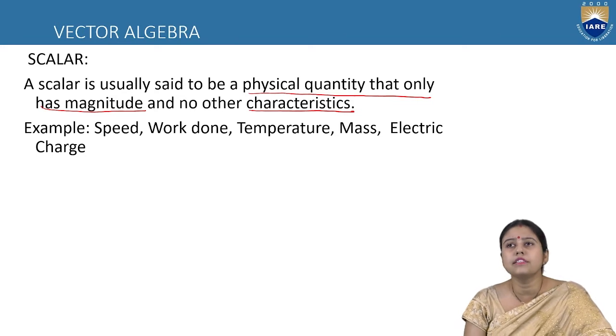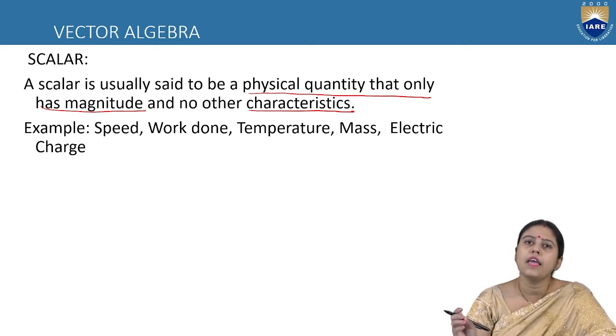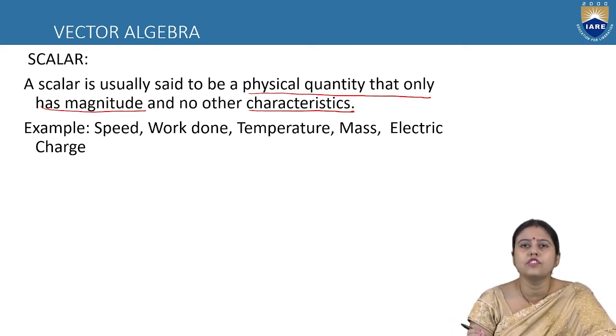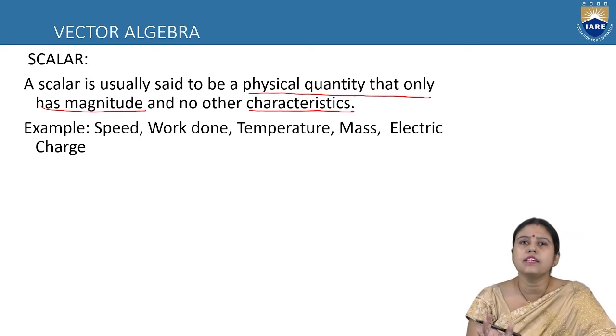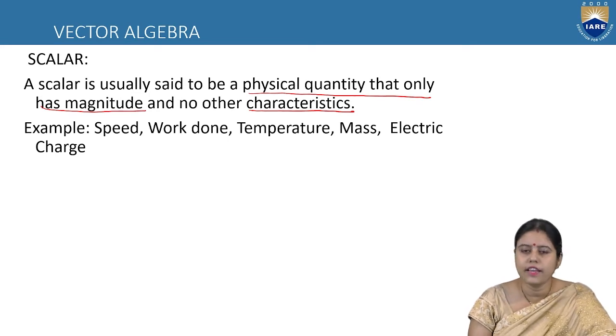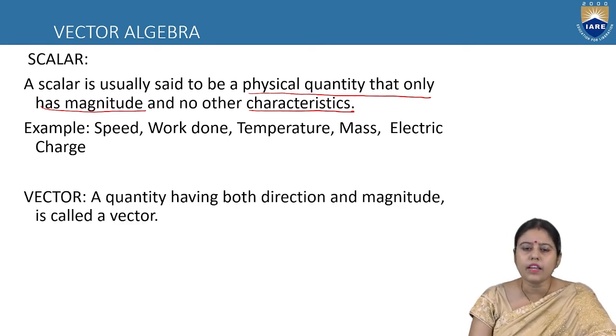Another important thing is the speed. Speed means if I tell you a car is moving at 50 km per hour, what does it mean? It means it has a certain magnitude but it doesn't have any direction. So this is the scalar quantity.